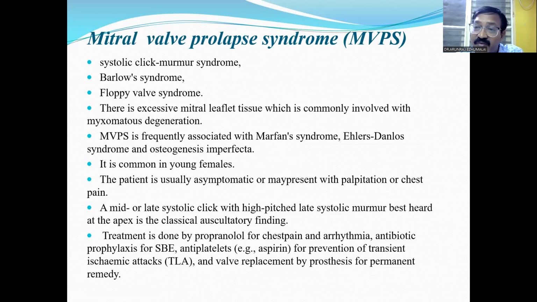I already told you, whenever you find S2 seems to be split in the mitral area, think of it as an opening snap. If S1 seems to be split in the mitral area, you think of an ejection click or systolic click, which is more commonly present in mitral valve prolapse syndrome. So, synonyms, excessive mitral leaflet tissue.